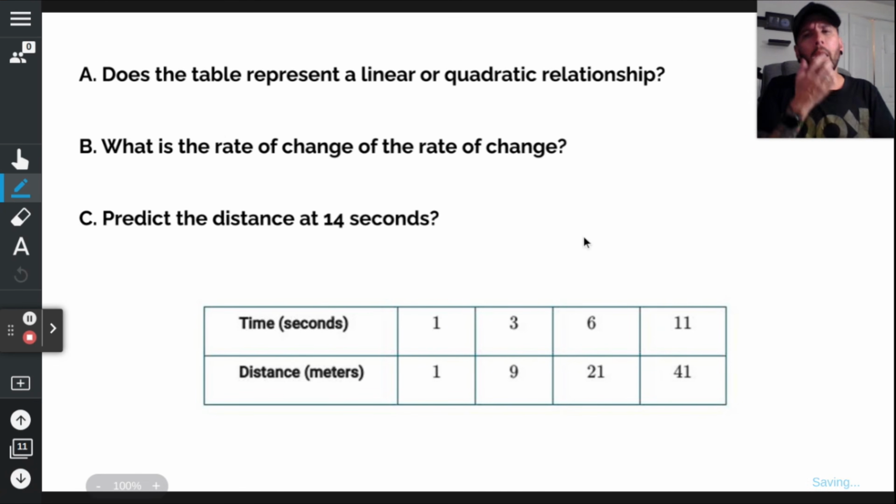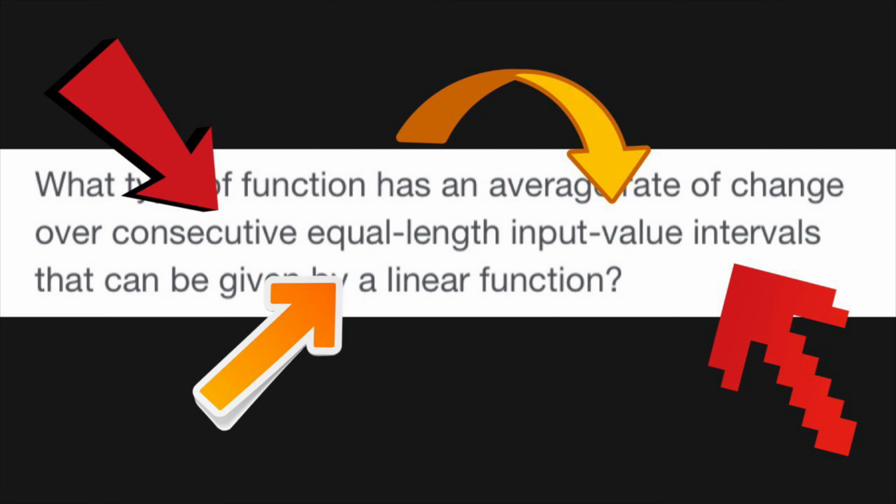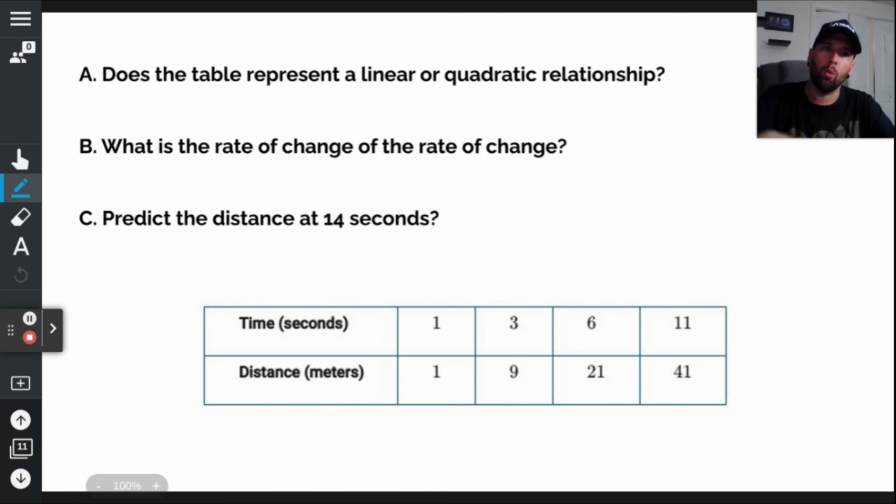Does the table represent a linear or quadratic relationship? For the first time, these numbers don't go up by the same number. This is not consecutive input values with equal intervals. It ain't. Okay? So I can't use the bunny hops method and see if the numbers are the same. Can't do it. This is what I can do, though.